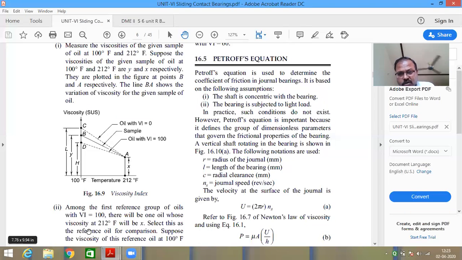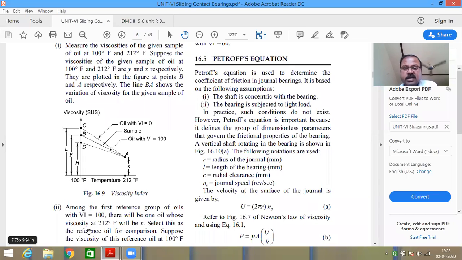The shaft is concentric with the bearing. But actually this is not true. The shaft is never concentric with the bearing. It is concentric with the bearing only in the running condition, when a uniform thick film of lubricant is formed. Then the shaft will be concentric. Otherwise it will be eccentric, right?